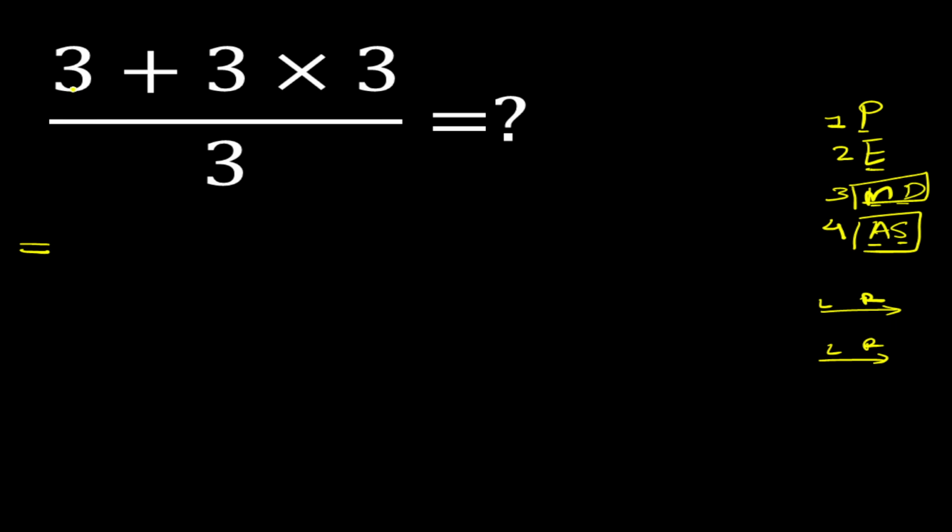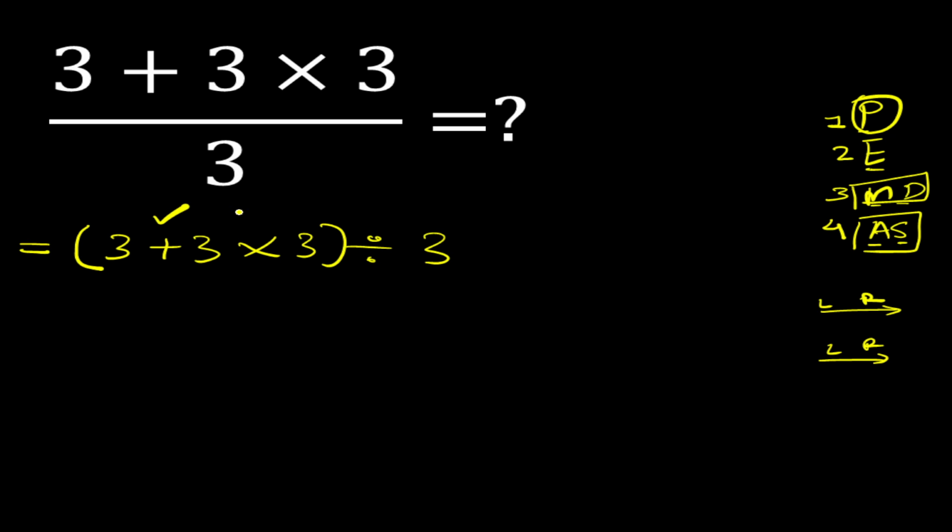now we can write this question like in the parenthesis 3 plus 3 times 3, then divide by 3, right? So first we have to solve parenthesis, but in this parenthesis we have one addition and one multiplication. So according to PEMDAS, first priority is multiplication, then we have to solve addition, right? So now the parenthesis 3 plus, now multiply 3 is equal to 9, then divide by 3.